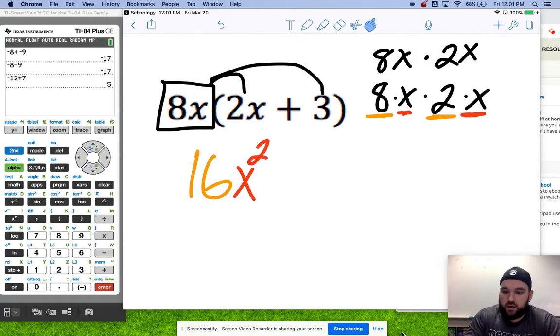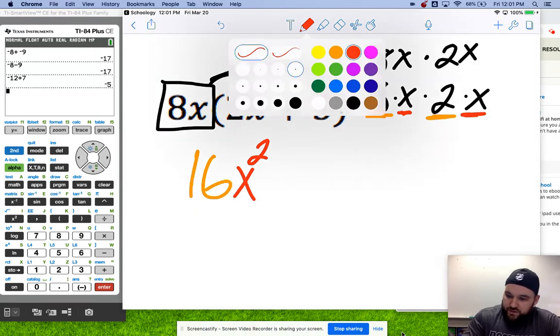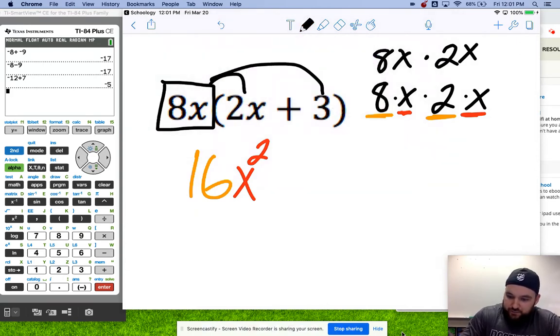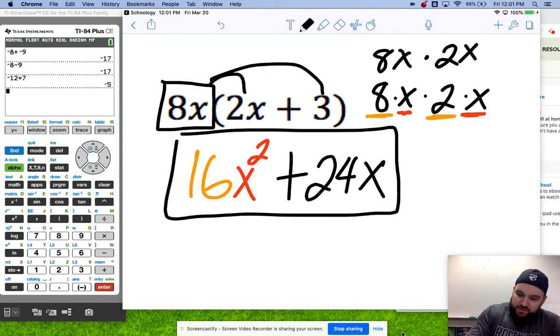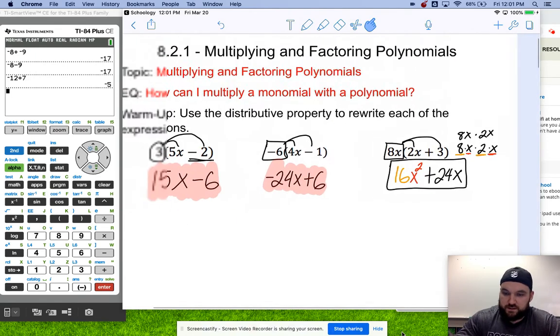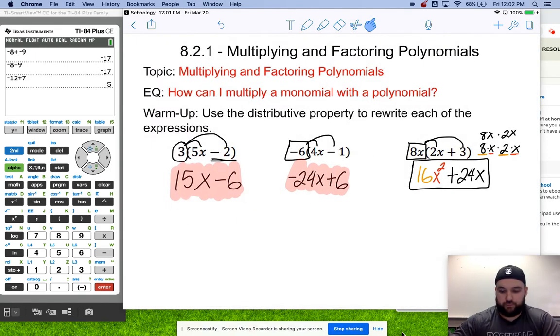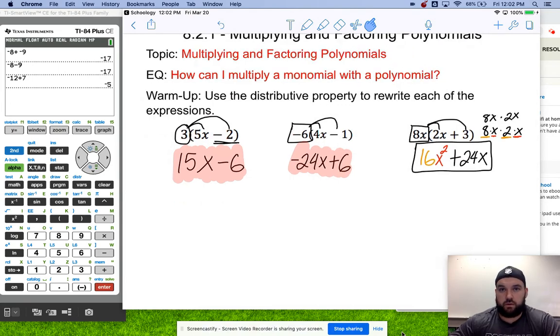power. So when we're multiplying, we will multiply the numbers together. But when it comes to variables, x times x means x to the first times x to the first, and we know I can just add those powers together to get 16x to the second power. And then for the second part, 8x times positive 3. Well, 8 times 3 is 24, and this single x that's with 8 just comes along for the ride. So 16x to the second plus 24x is our final simplified expression for that. So that's just a quick recap of distribution.